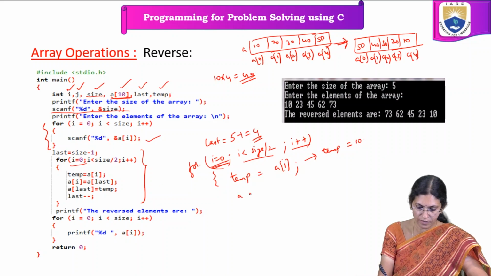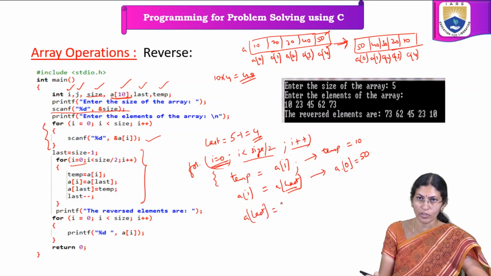Next, after that, A of i is equal to A of last. Now last is equal to 4. So with this line, A of 0 is equal to A of last. What is A of last? It is A of 4, which is 50. Last is a variable, so in order to access the index, this is the index last. So A of last is A of 4.